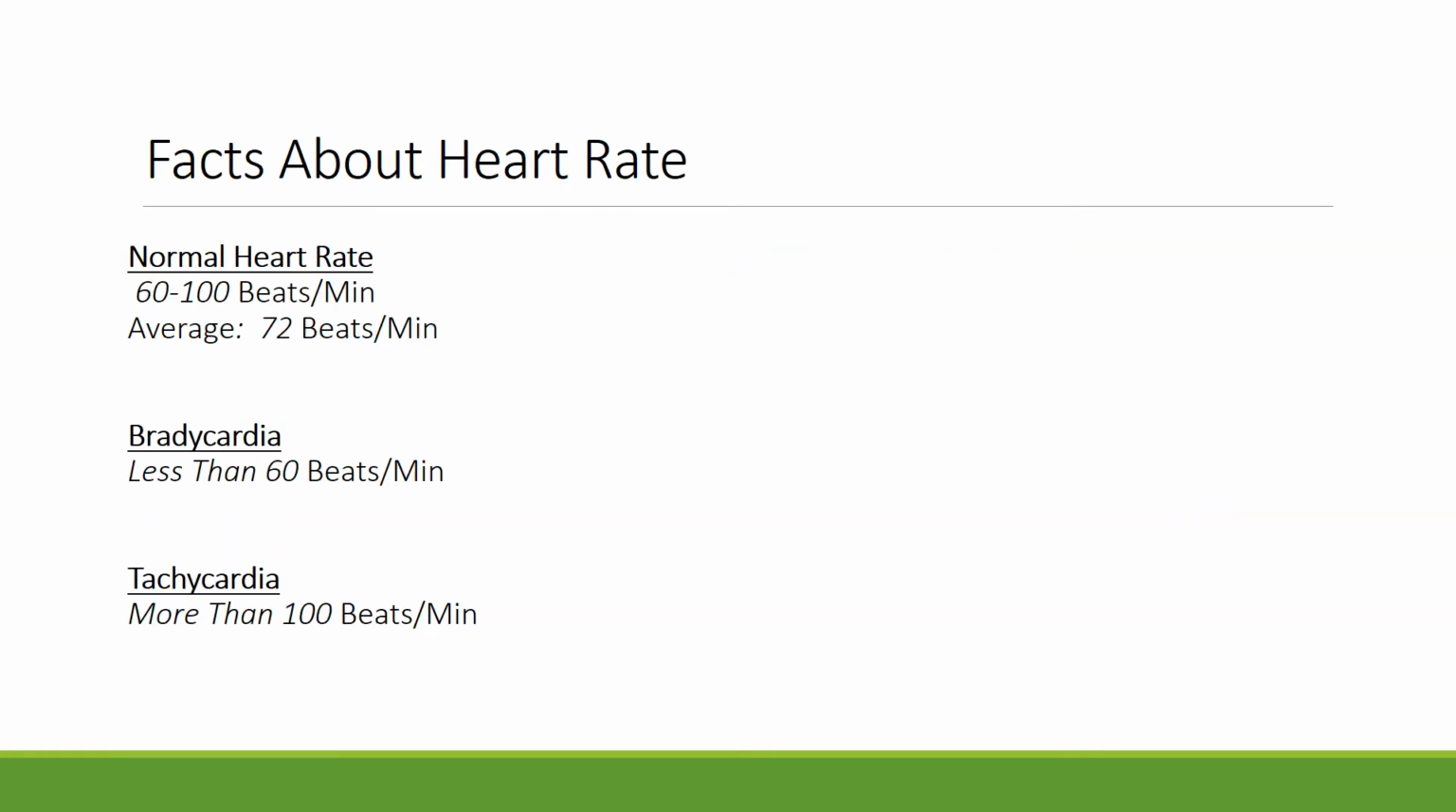Heart rate is the number of times your heart beats in a minute. The normal heart rate ranges from 60 to 100 beats per minute, and the average is 72 beats per minute. Bradycardia is a condition in which the heart beats less than 60 times a minute, and tachycardia is a condition in which the heart beats more than 100 times per minute.